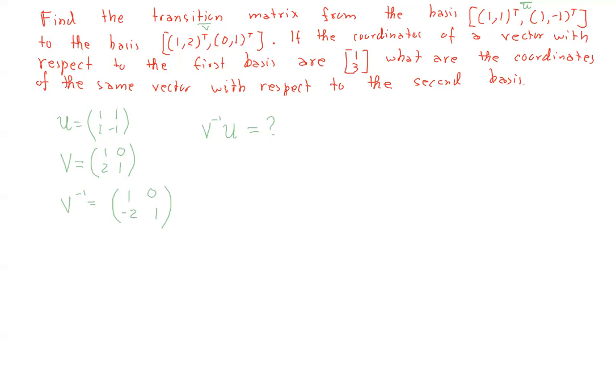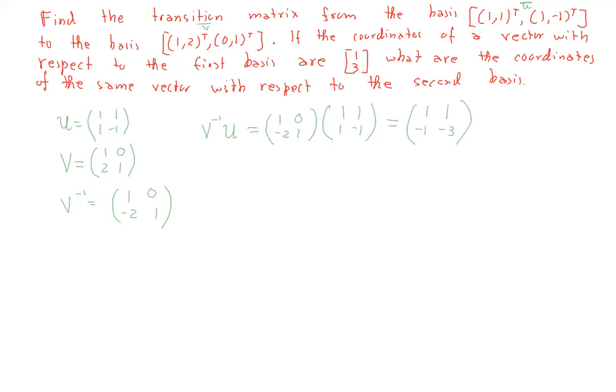If you notice, actually, V is an elementary matrix, so it's only natural that this is going to be the inverse. So when you multiply these two matrices, you get 1, 0, negative 2, 1 times 1, 1, 1, negative 1. And this is the same thing as 1, 1, negative 1, and negative 3. Okay, so that's your transition matrix.